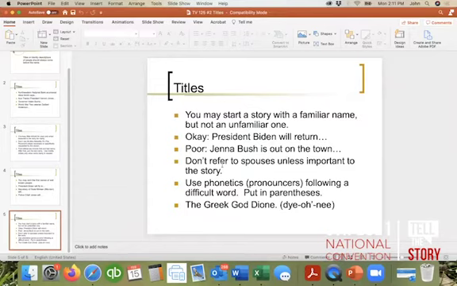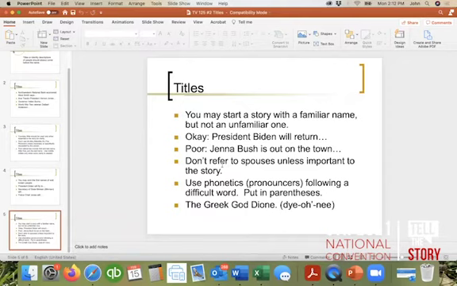You may start a story with a familiar name, but not an unfamiliar one. It's okay to say President Biden will return to the White House today, but a poor one would be Jenna Bush is out on the town. Some of you may not even know who Jenna Bush is. Jenna Bush actually happens to be a daughter of former President George H.W. Bush from a long time ago. Don't refer to spouses unless it's important to the story.